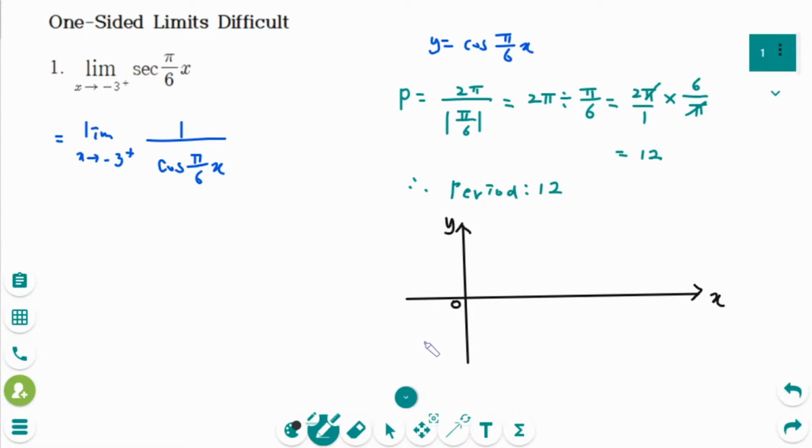Then draw the graph of y equals cosine pi over 6x with a period of 12, like this. And then divide by 4. So 3, 6, 9, 12. This is minus 3. And then maximum is 1, minimum is minus 1. When x approaches minus 3 from the right side, the graph goes to 0, like this. But it is still above the x-axis, which means 0 from the right side. So the answer is 1 over 0 from the right side, positive infinity.